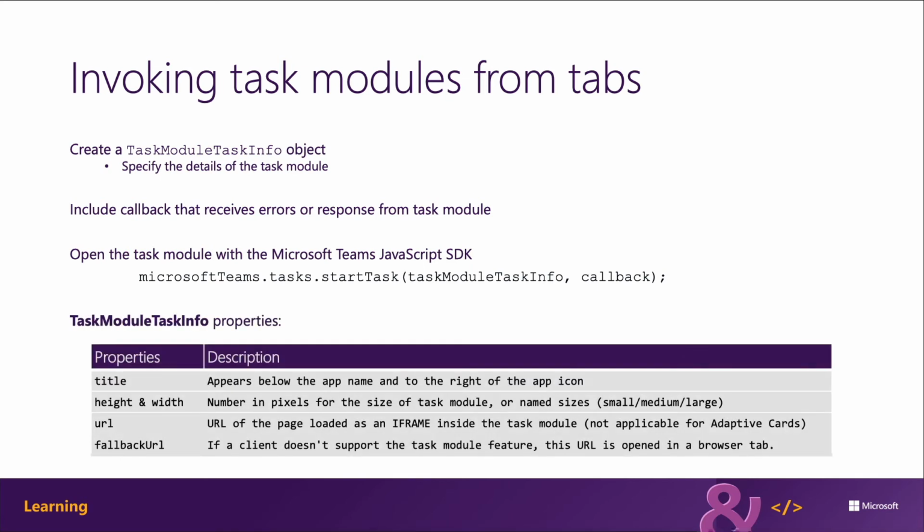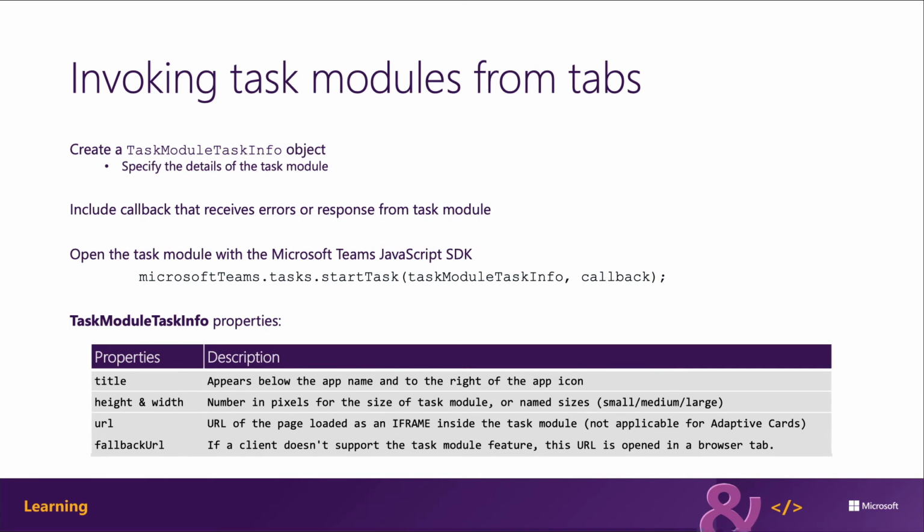The title property appears below the app name and to the right of the app icon, while the height and width are the number of pixels of the size of the task module, or you can use a named size. So for example, we have small, medium, and large. So what it means for the width is that it's either 20%, 50%, or 60% of the width, while the height values are 20%, 50%, and 66%.